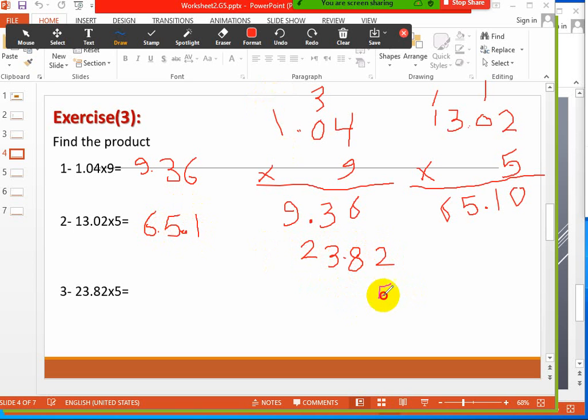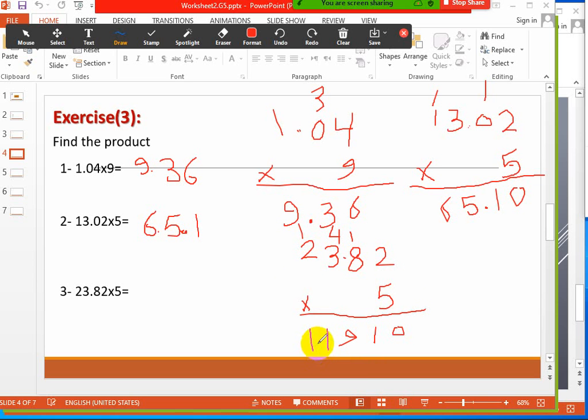23.82 multiplied by 5. Let's find the answer here. Now 5 multiplied 2 equals what? Equals 10. Also I will put the 0 here and 1 above the 8. 5 multiply 8 equals 40 plus 1 equals 41. I will put the 1 here and 4 above the 3. 5 multiply 3 equals 15. 15 plus 4 equals what? 15 plus 4 equals 19. Very good. So I will put 9 here and 1 above the 2. 5 plus 2 equals 10 plus 1 equals 11.